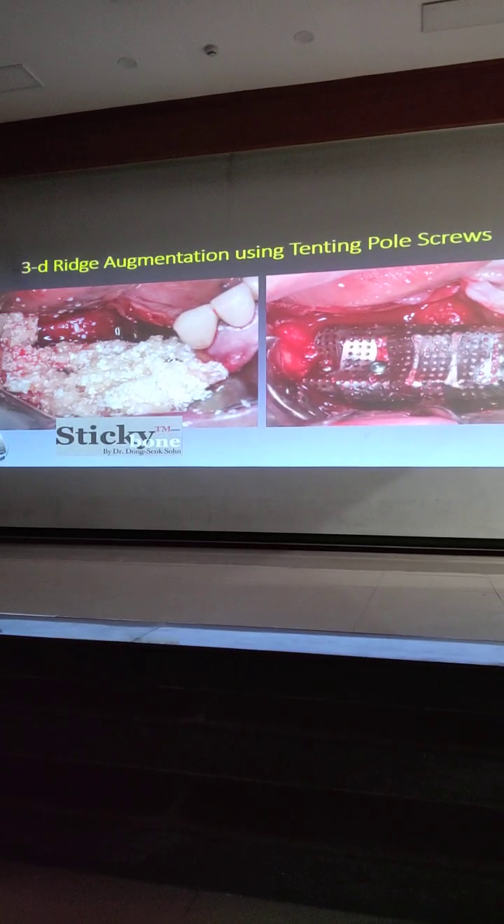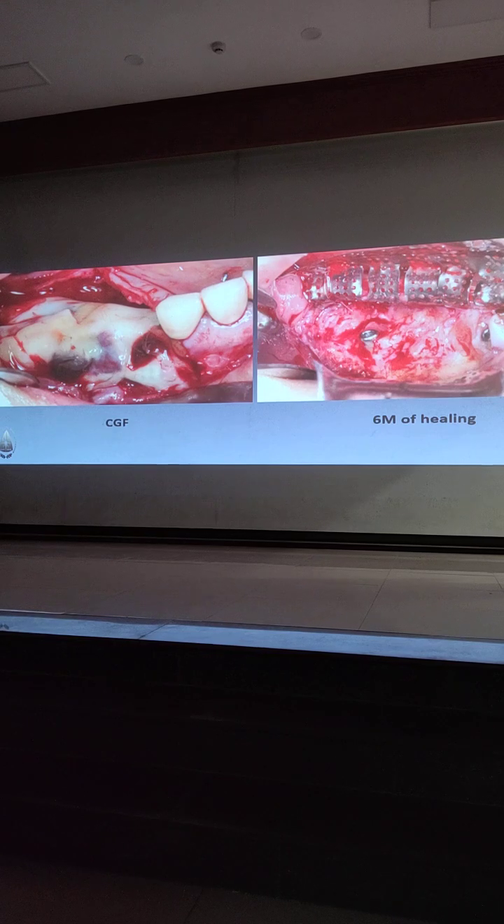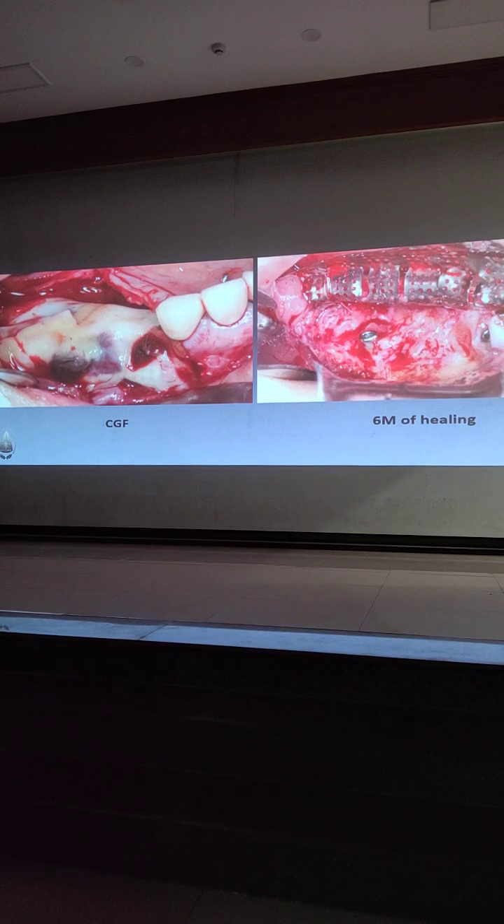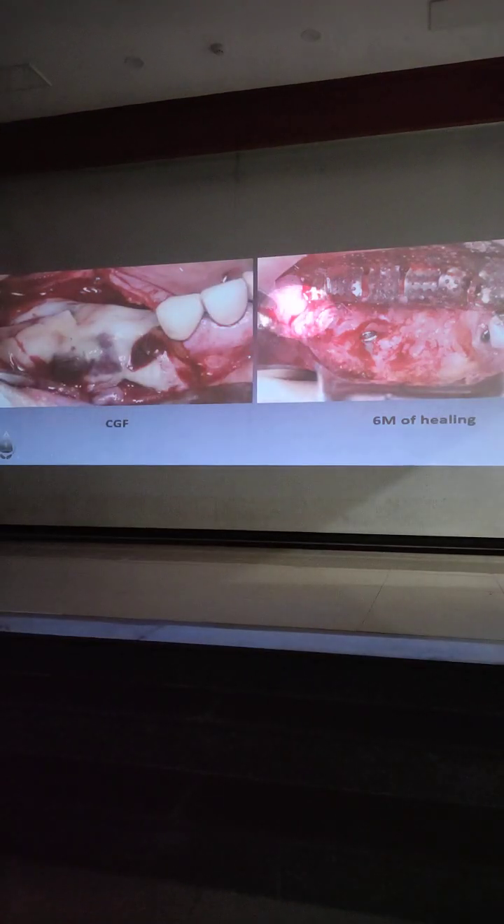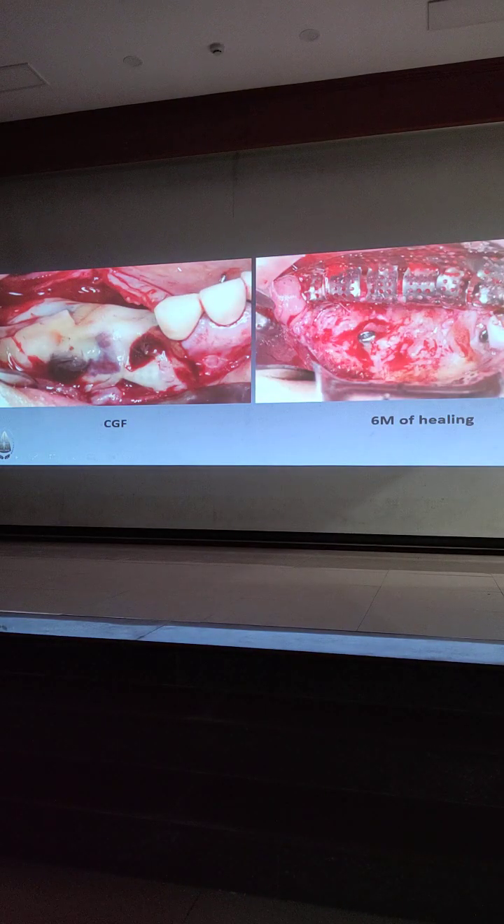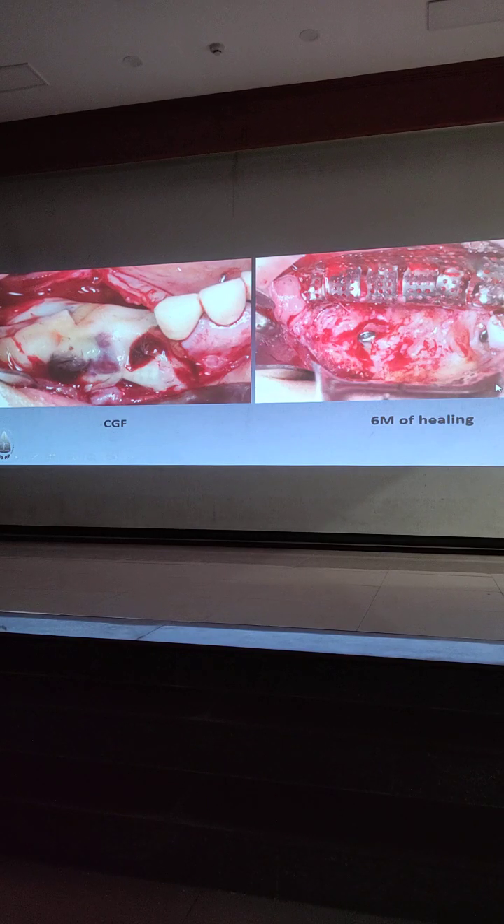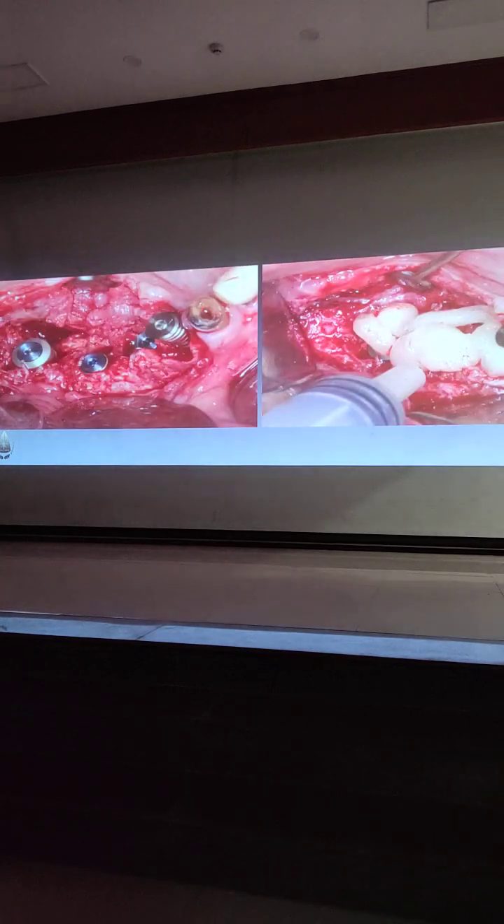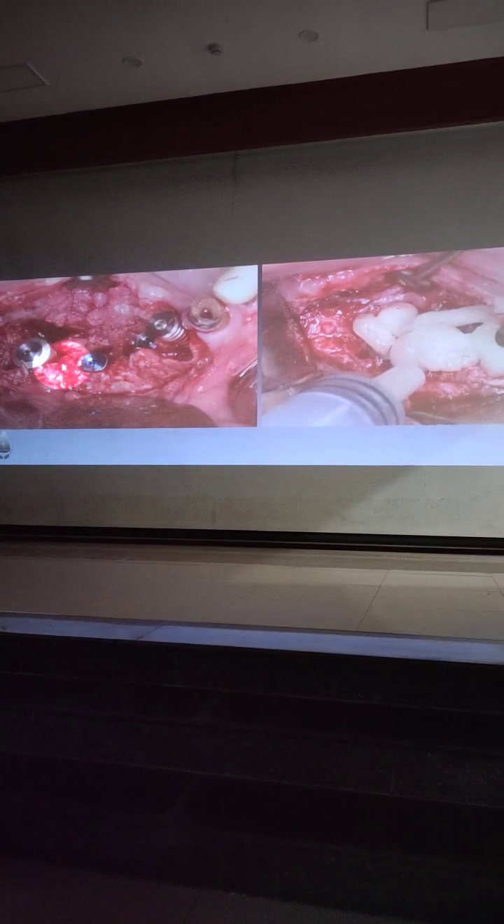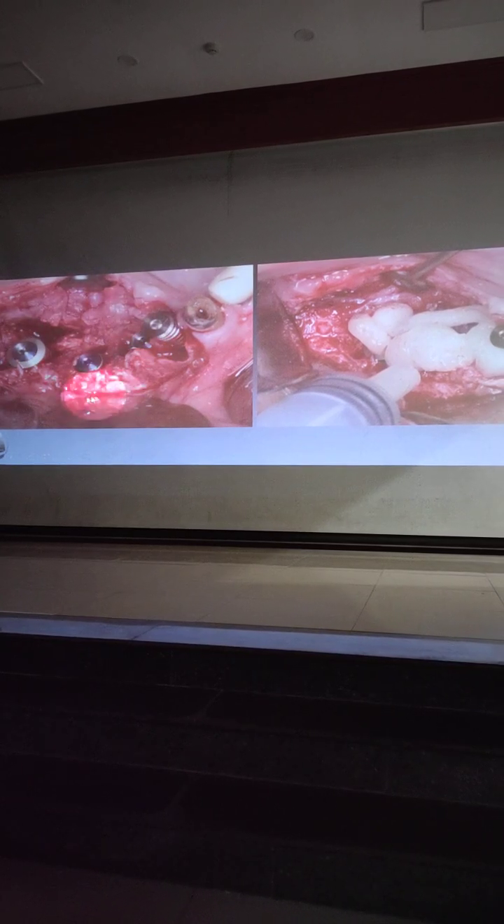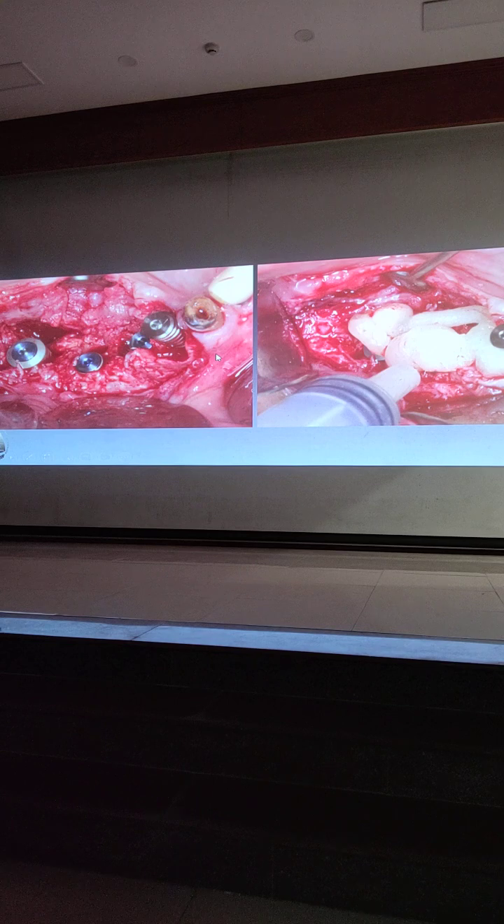And a CGF membrane was placed over the titanium mesh in order to accelerate wound healing. After 6 months of healing, the titanium mesh was removed, and you know well, removing titanium mesh is not easy. It takes time. And I placed 4 implants, and you can see some bone loss. So I did a second bone graft.